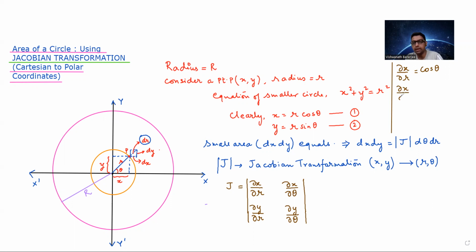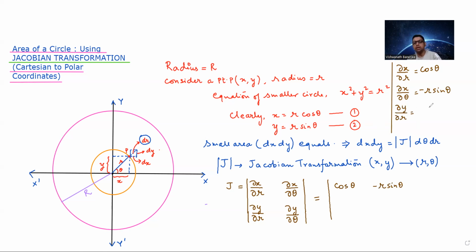Similarly, del x by del theta. Now, when we are doing the derivative of x with respect to theta, we consider r to be constant. So your r will remain as it is, and del by del theta of cos theta is minus sine theta. So this will become minus r sine theta. Let us simultaneously start substituting as well. So del x by del r is cos theta, and del x by del theta is minus r sine theta.